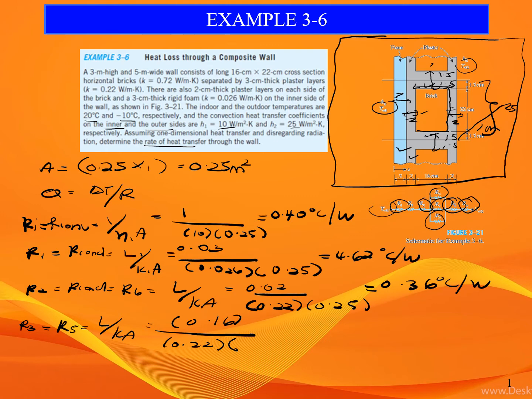So basically the width is the same, we assume 1 meter. So 1.5 cm we times with 1 meter. Convert first this one to meter and we become 0.015, and the answer would be 48.48 degrees Celsius over watts.